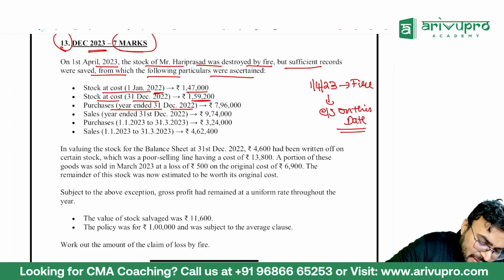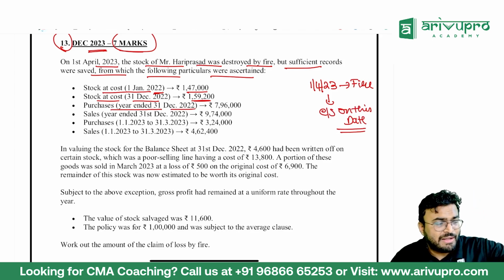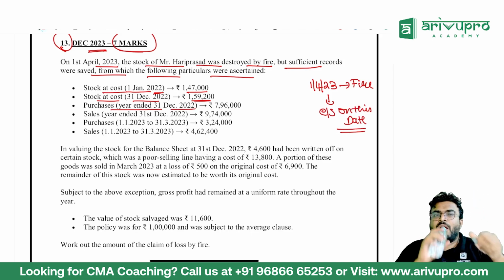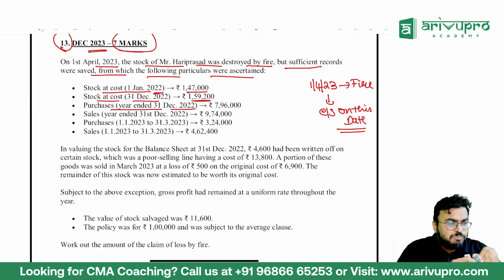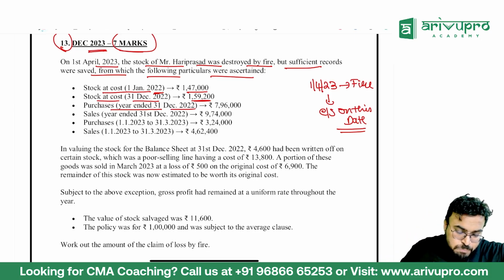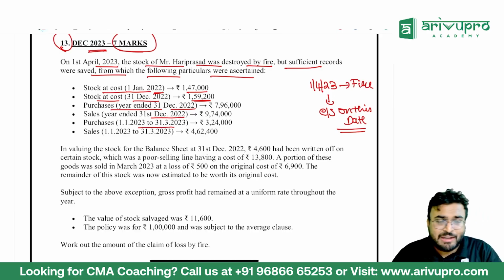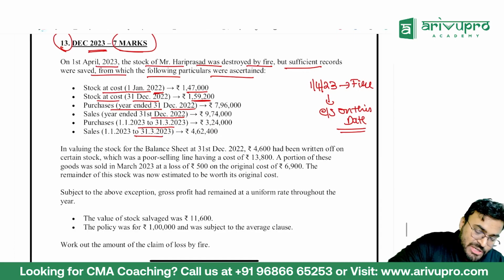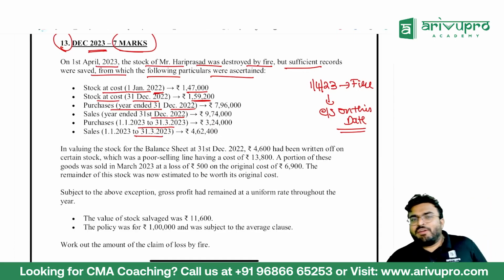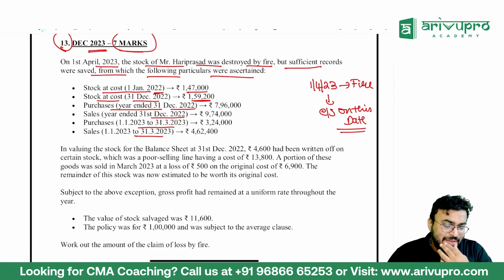Purchases for the year ended 31st December 2022 were 7,96,000. And sales for last year are also given. Purchases from the starting of the year till the date of fire, and sales from the starting of the year till the date of fire, all this is given. Okay, 7-mark question.